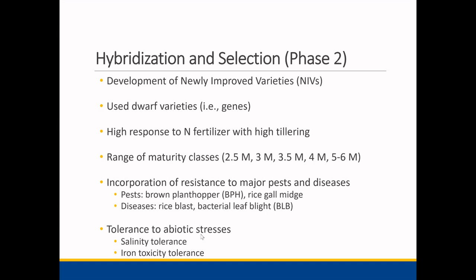And also the tolerance to abiotic stresses like salinity stress and iron toxicity. So this iron toxicity was one of the issues, especially in the wet zone rice cultivation, especially in the Kalutara area, right? Iron toxic soils were there, especially in the lowland. Salinity problem was observed, especially in the coastal areas where rice is cultivated. So we had to incorporate those tolerance genes into this breeding program, right?